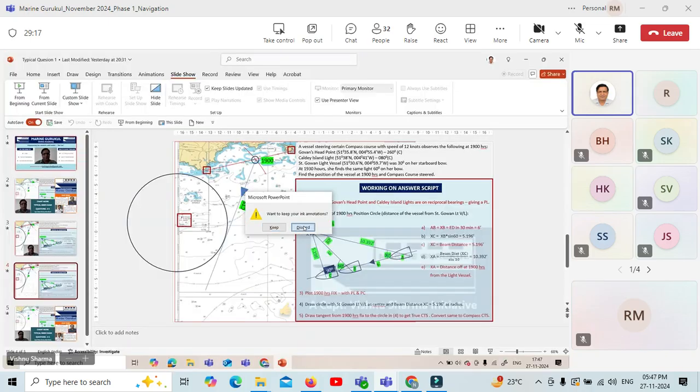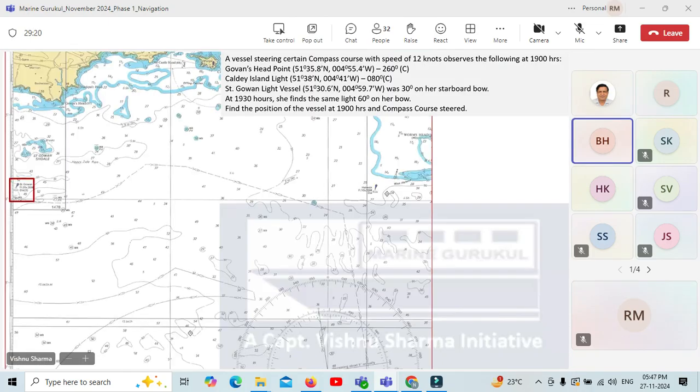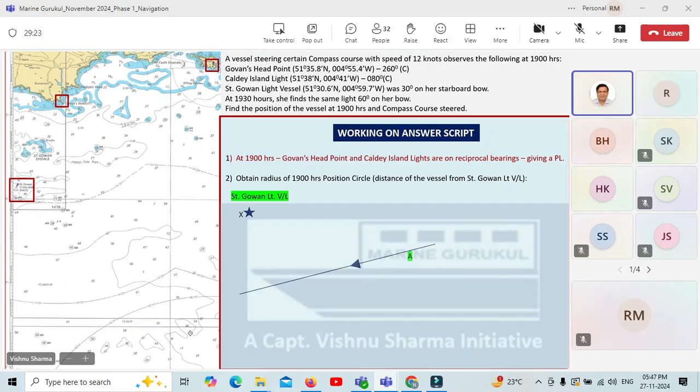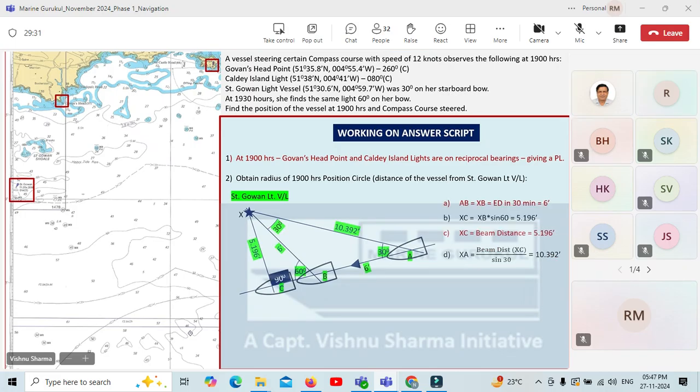Yes, sir. Okay. So what has it given me? It has given me the distance of my ship from Saint Gowan light vessel at 1900 hours. And when I get this distance, this becomes the radius of the position circle with Saint Gowan light vessel as the center. Because through this geometry, I have been able to get the distance of my ship from Saint Gowan. XA is the distance of the ship from Saint Gowan at 1900 hours. Right? So this will give me a position circle.